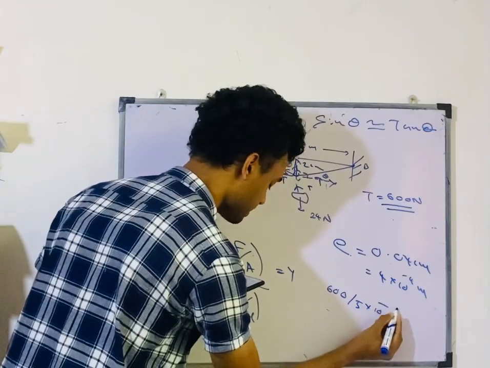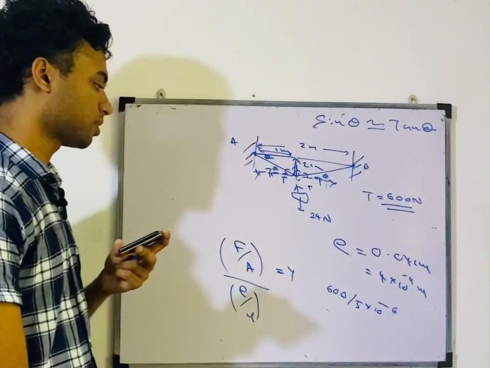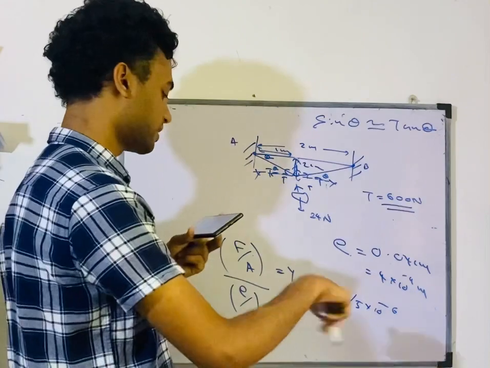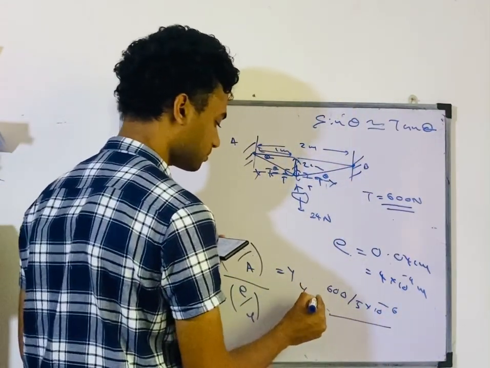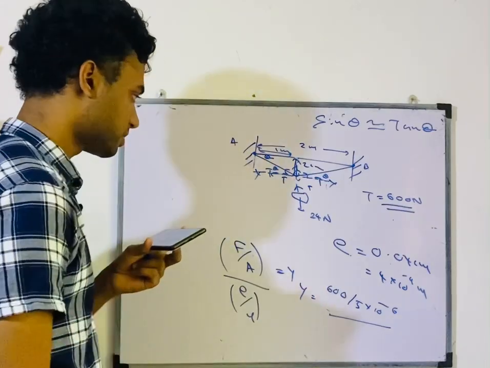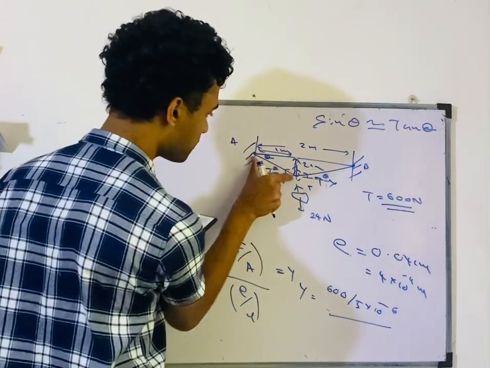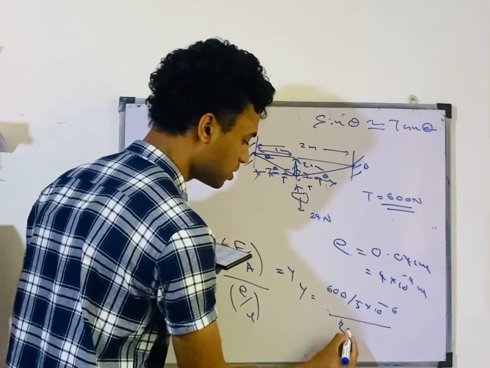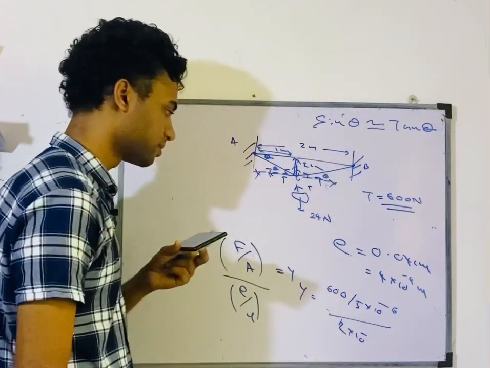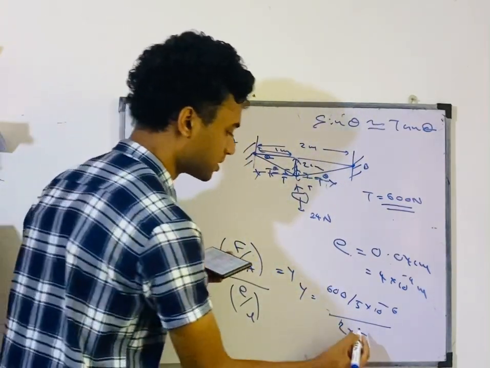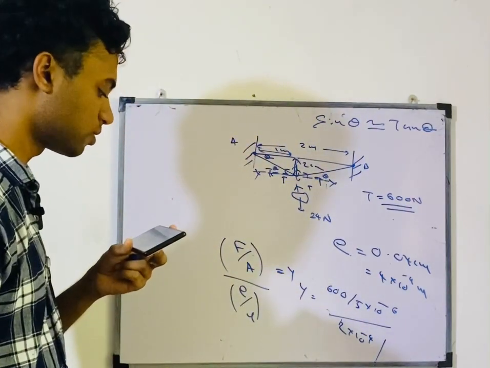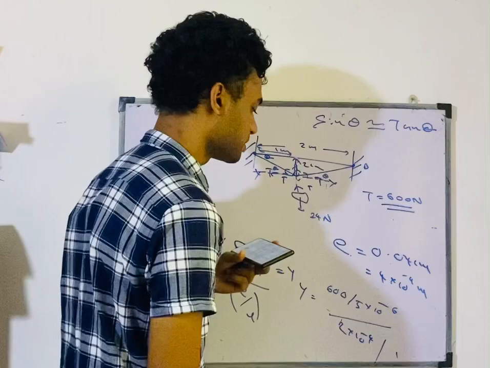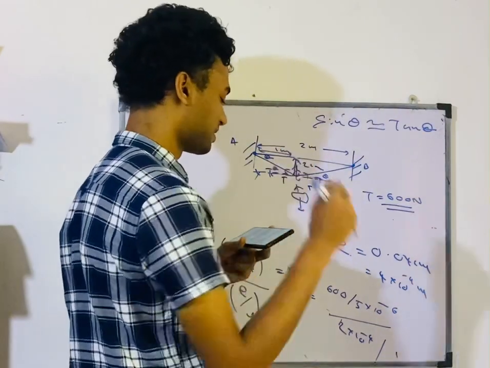10 to the minus 6, right? Meter squared, where I put everything in standard units, right? Divided by E. The extension of this segment of the wire, half of the wire, is going to be 2 times 10 to the power minus 4 meters, divided by the length L. What's the length here? The length is going to be 1 meter, right? Yes, 1 meter, that's it.